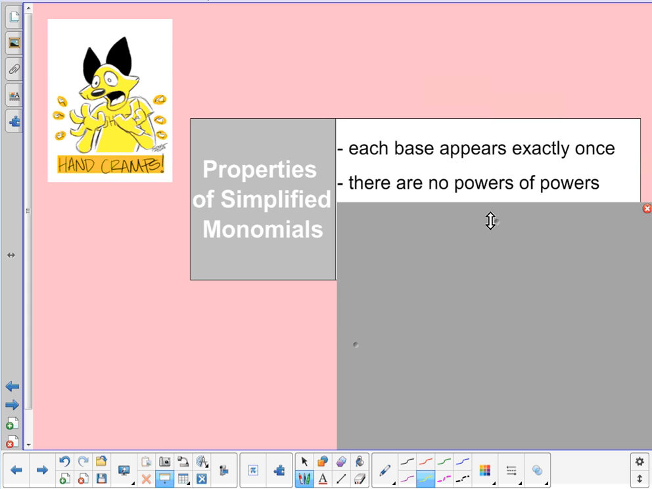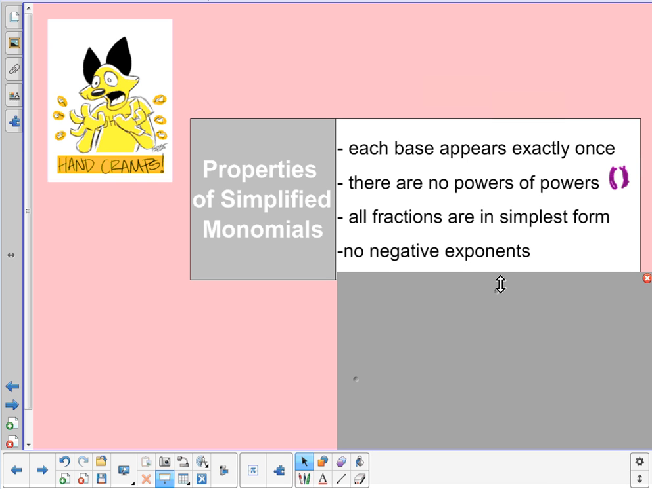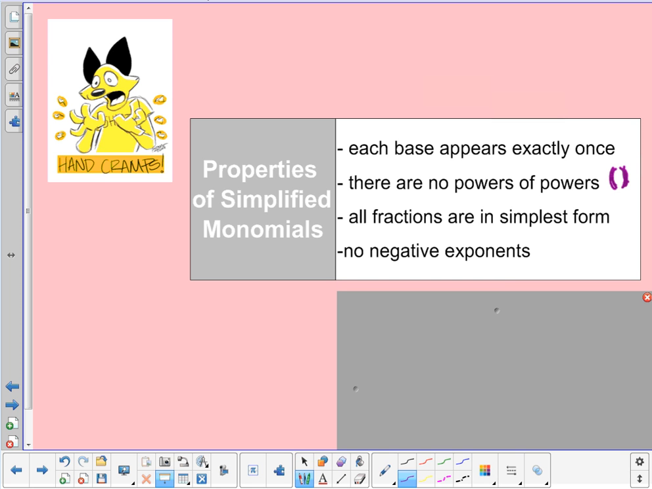We've seen the fact that there are no power of powers, meaning no parentheses. Remember we said to get rid of those parentheses. We've also seen that we have to make fractions in simplest form, but then a new item added to our list of simplified monomials is the fact that there are no negative exponents. We cannot leave negative exponents in the question or in the simplified expression.